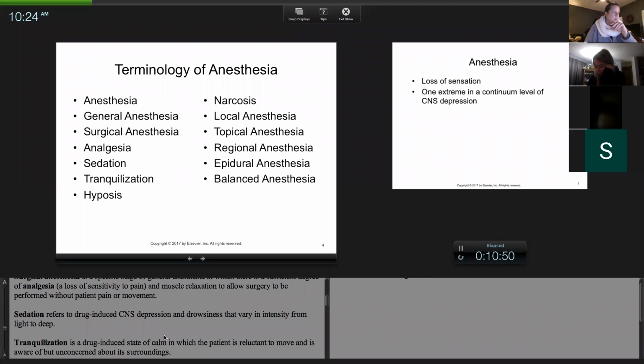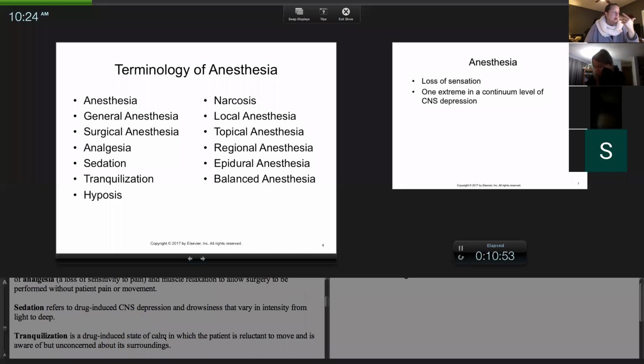So when we're talking about tranquilization, it is a drug-induced state of calm. Literally, the patient is reluctant to move, but they are aware but unconcerned about their surroundings. I will tell you, sedation and tranquilization are used sometimes hand in hand. But think about this. If someone says, I'm going to go to the zoo and tranquilize a tiger, they don't say, I'm going to sedate a tiger, if it makes sense. Tranquilization is usually a deeper, more immobilization scenario.